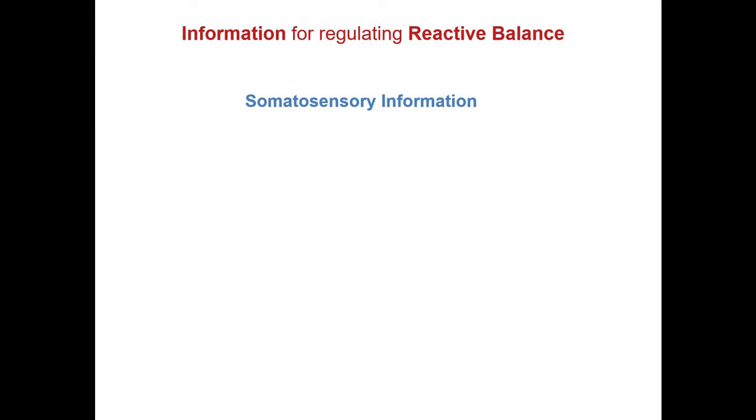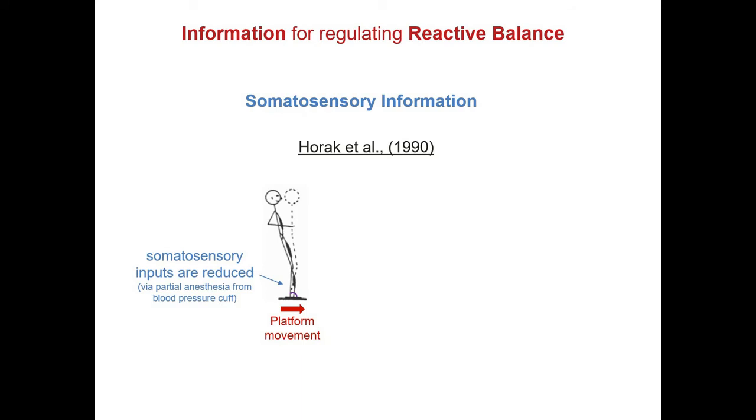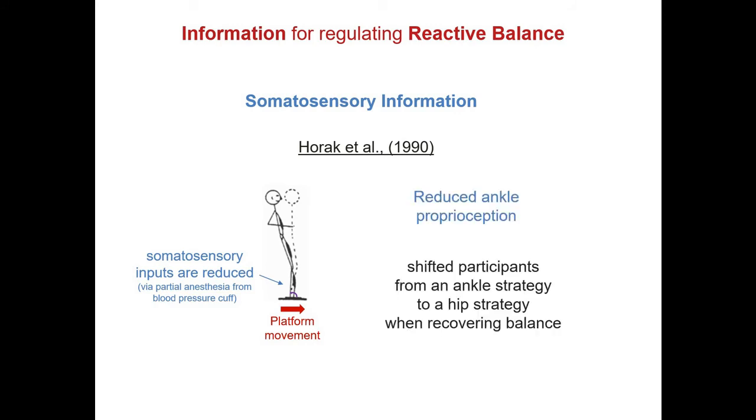Changes in the somatosensory information for reactive balance have been shown to affect the selection of reactive balance strategies. In this study, by Horak et al., somatosensory inputs were impaired by using a blood pressure cuff. The blood pressure cuff induced partial anesthesia of the ankle joints. The reduced ankle proprioception shifted participants from using an ankle strategy to using a hip strategy when they were attempting to recover their balance. A straightforward prediction to follow from this is that individuals affected by peripheral neuropathy would be more likely to use a hip strategy.